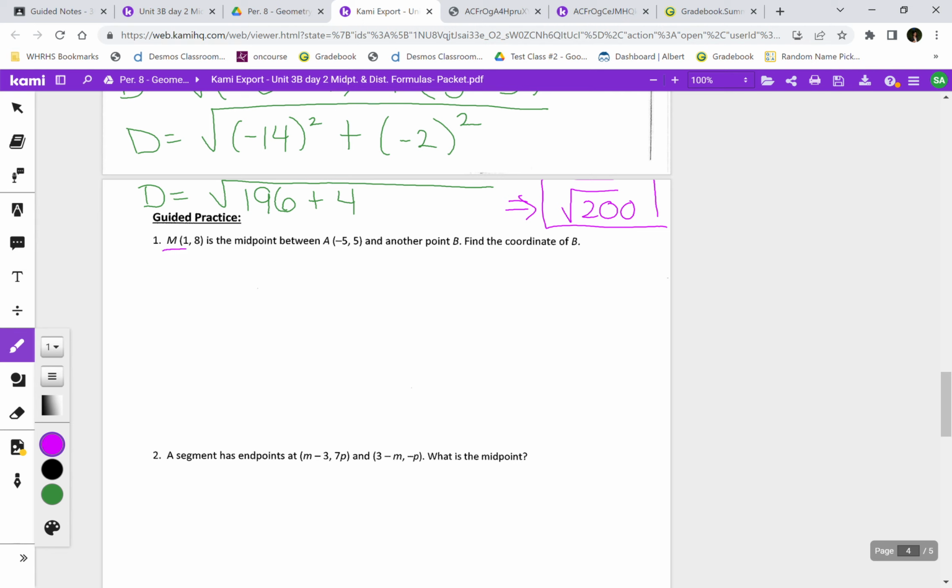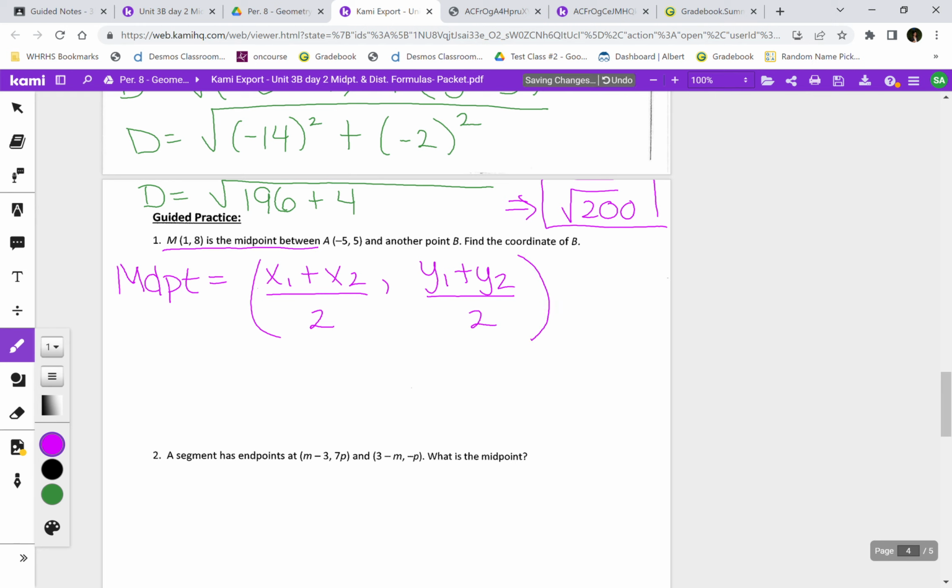Because they discussed midpoint in the problem, I'm going to write out the midpoint formula. And what is the midpoint formula? The midpoint equals x1 plus x2 divided by 2, comma, y1 plus y2 divided by 2. But now it's saying M is the midpoint. So these coordinates, 1, 8, doesn't that go in for where it says midpoint? So that 1, 8 goes in where it says midpoint.